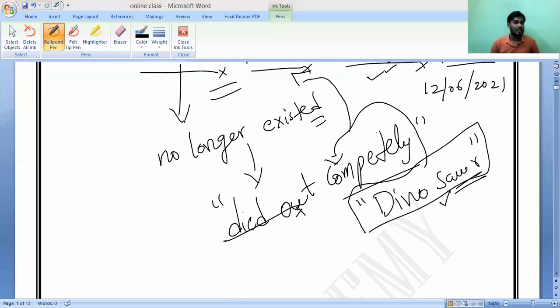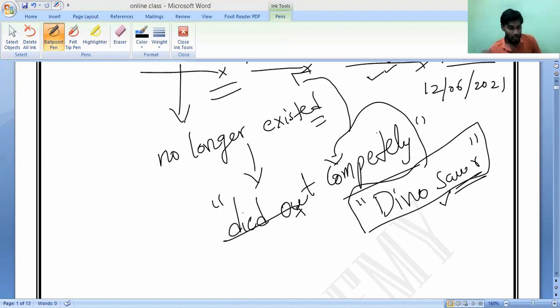A species becomes extinct when the last living member of the species dies. If even one is alive, we cannot say it is extinct. Even if the last member of that species dies, only then can we say there is no more animal or species of that particular kind existing. Then we can put it under extinct species.